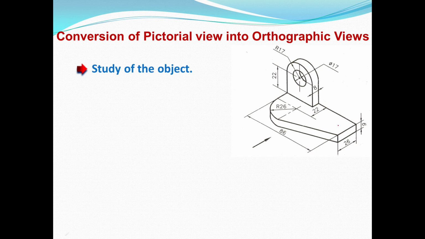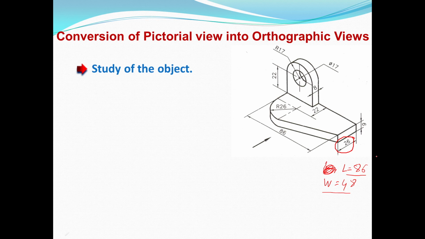So the maximum dimension in the width direction you cannot take as 26. Why? Because the arc dimension, from the center point to here, is 26 mm already given, and from this point to the end, 22 mm. So 22 plus 26, the dimension of the width W is 48 mm. The maximum length from this point to this point, L, is given as 86 mm. L is equal to 86 mm. W is equal to 48 mm.